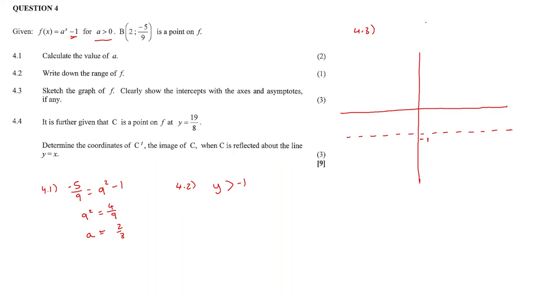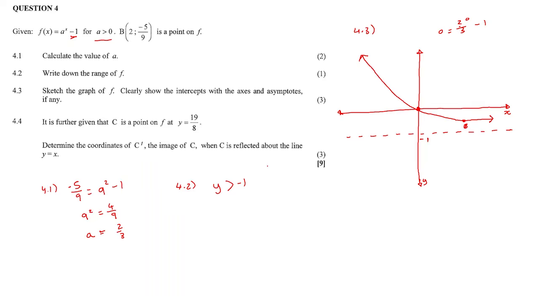If we calculate our y-intercept, we can say 2 over 3 to the power 0 minus 1, which gives us 1 minus 1, which is 0. So if our y-intercept is 0, our x-intercept is also 0. So our graph should look something like this. And then somewhere around here would be our B value. And then obviously our x-axis and our y-axis.